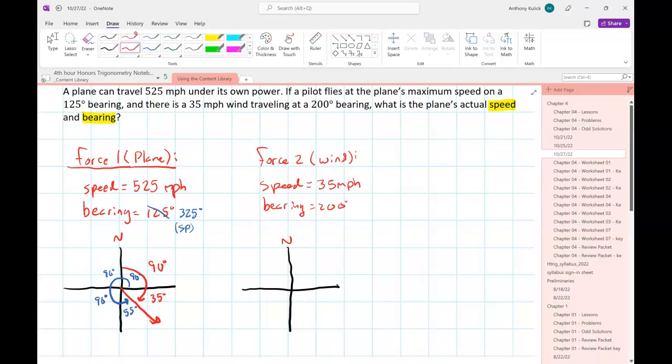So a 200 degree bearing will be in quadrant 3: 90, 90, and then 20 more. So my standard position angle is going to be 90, 90, and then 70 more. So that's 250. And I'm going to go back here and maybe just do this.